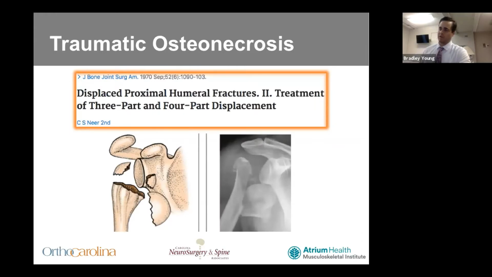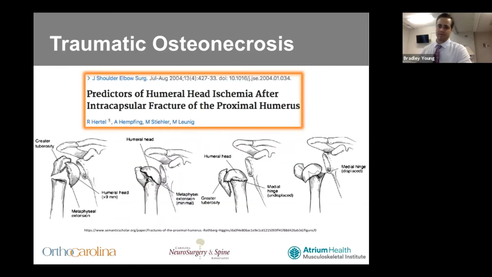And as we know these details, but it's worth mentioning, the non-modifiable risk factors for traumatic AVN include 3 and 4 part fractures, as well as a posterior medial metaphyseal extension less than 8 millimeters from the head fragment, and disruption of the medial hinge.